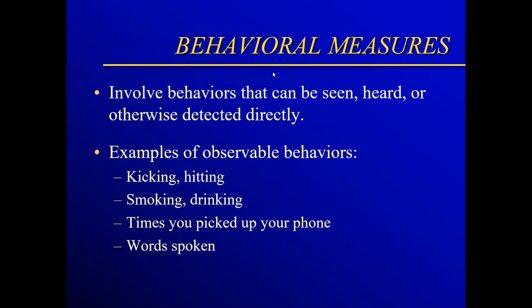All right, so I'm moving on. Let's move on to behavioral measures. So these are pretty self-explanatory, right? These measures involve behaviors that you can see, hear, or otherwise detect or observe. So examples of these behaviors include, let's say, kicking or hitting, like in that video I had you watch. Perhaps you want to see how often someone smokes or drinks. Maybe I want to assess addiction to your phone and count how many times you pick up your phone in an hour. Or you could count how many words someone speaks. So these are all examples of observable behaviors, and that's what behavioral measures look to assess.